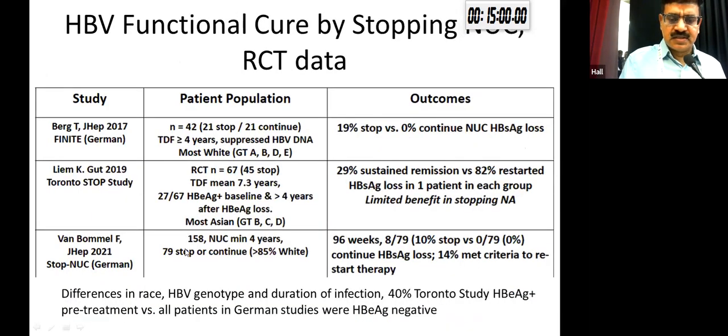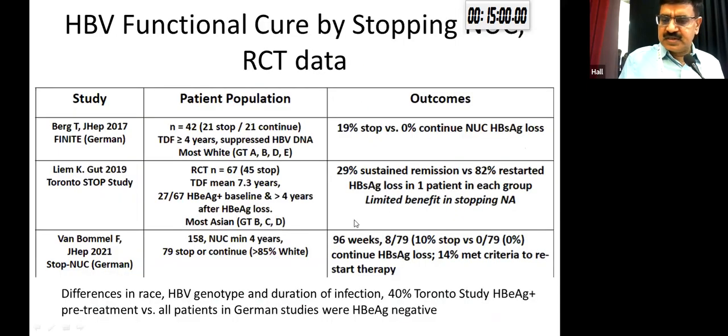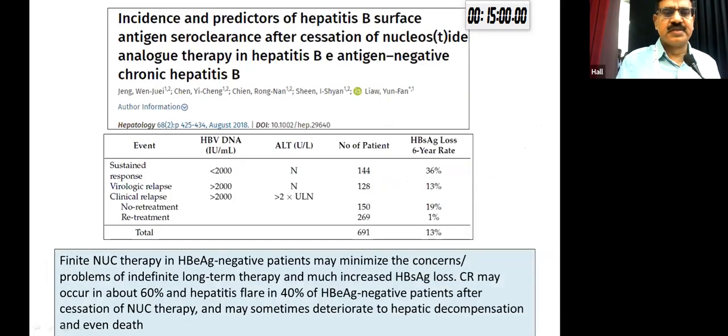Randomized control trial, this German study, was predominantly E negative patients, 158 patients, and around 10% lost the S antigen over the period of 96 weeks. What are the determinants or predictors of response to S clearance? A sustained virological response has a very high rate of clearance. With a virological relapse, the rate is less. But if there is a relapse and they require no treatment, then again a better loss.